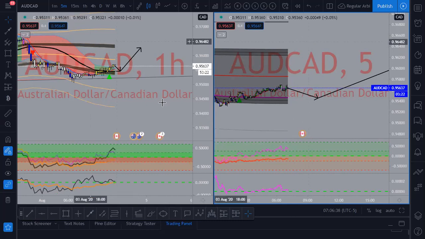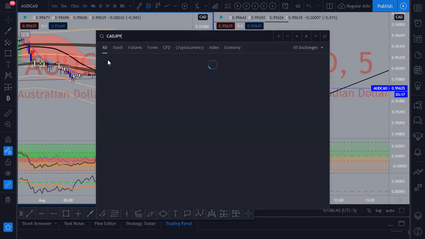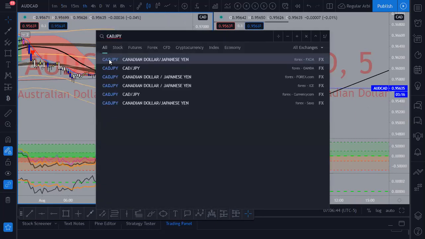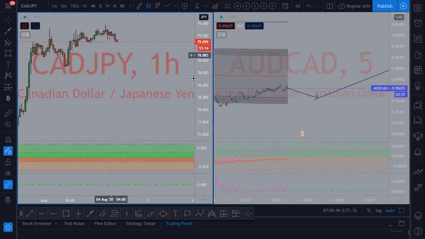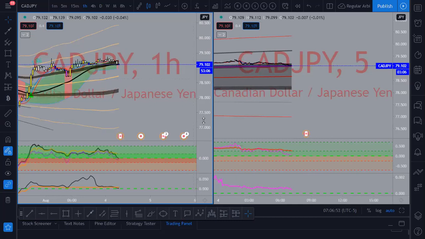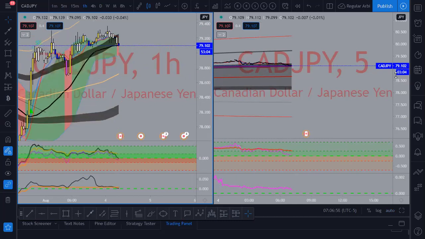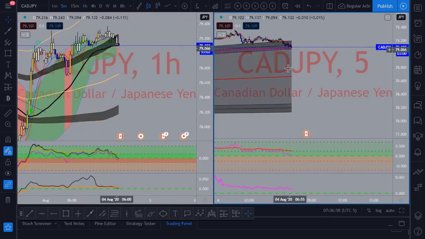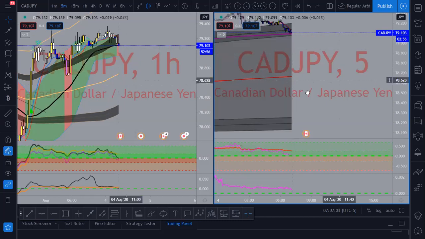All right, and last but not least, CADJPY. This looks like it's gonna, yeah, I love seeing this. This is gonna call for a sell very shortly. So if this calls for this sell right here, then AUDCAD's most likely gonna keep going up.